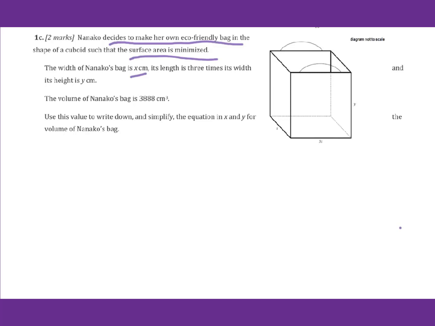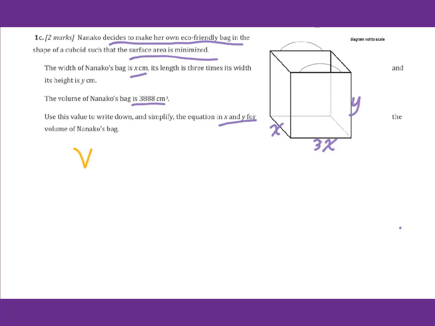Its length is 3 times its width, and its height is y. So we get this is y, here is 3x, this is x. The volume of the bag is 3,888 centimeter cubed. Use this value to write down and simplify the equation in x and y for the volume of the bag.